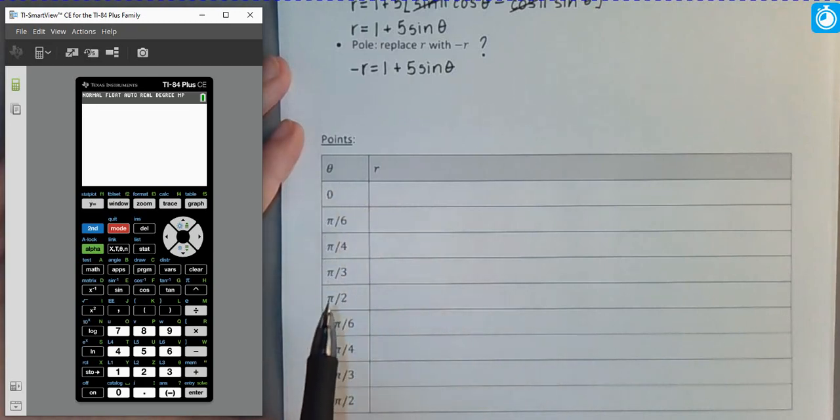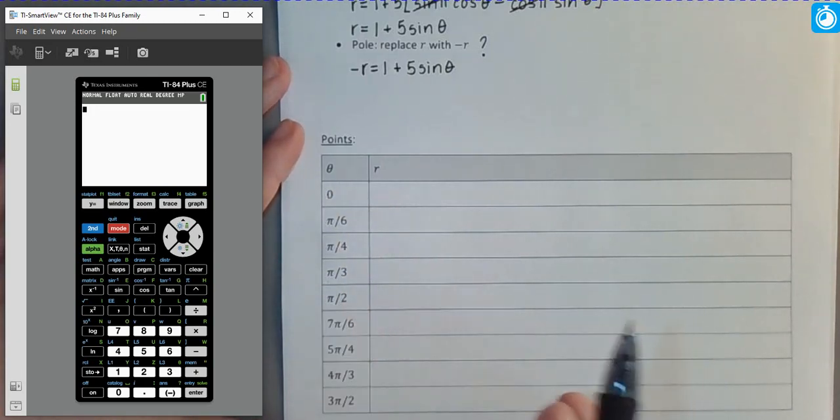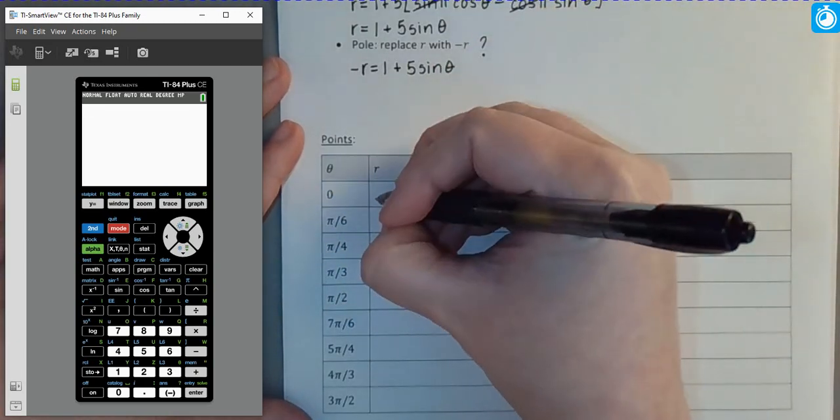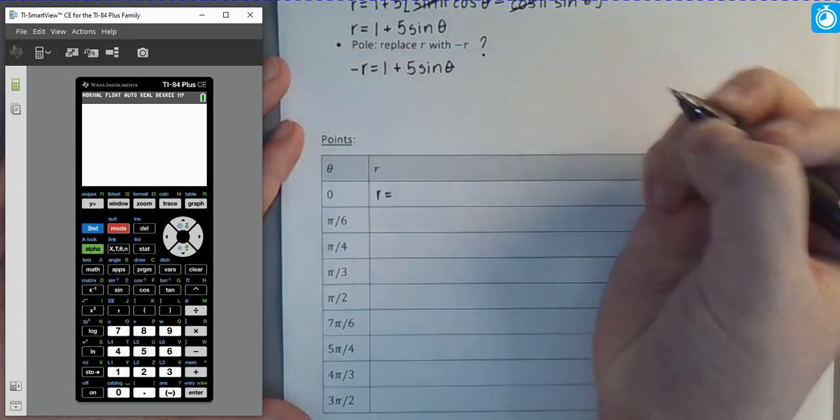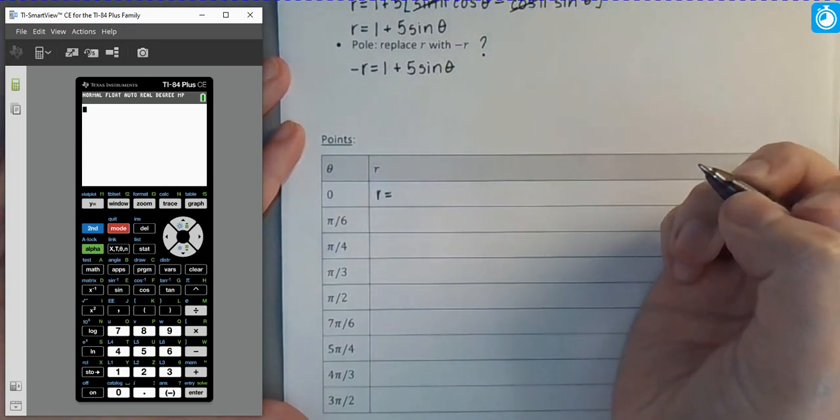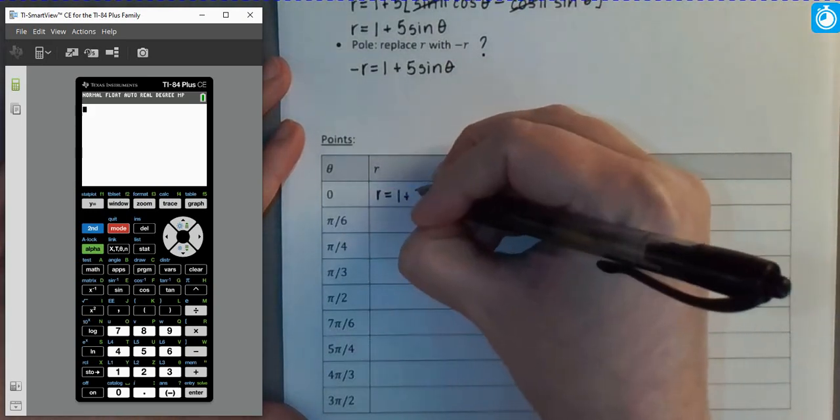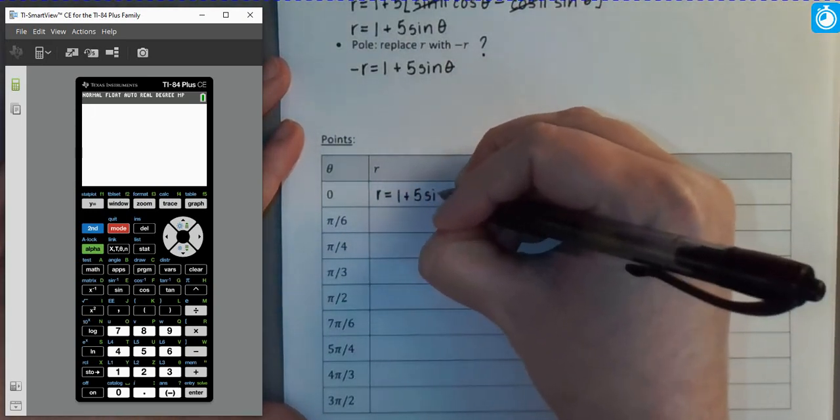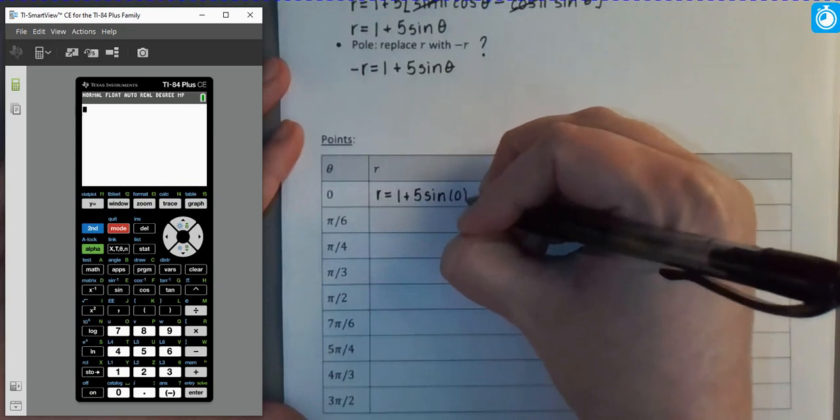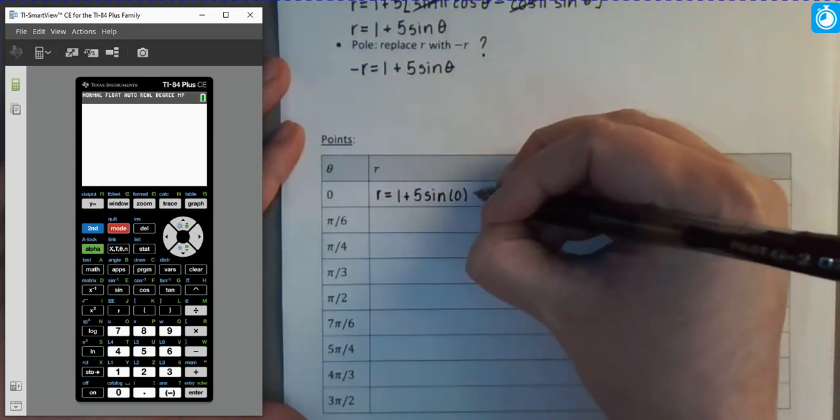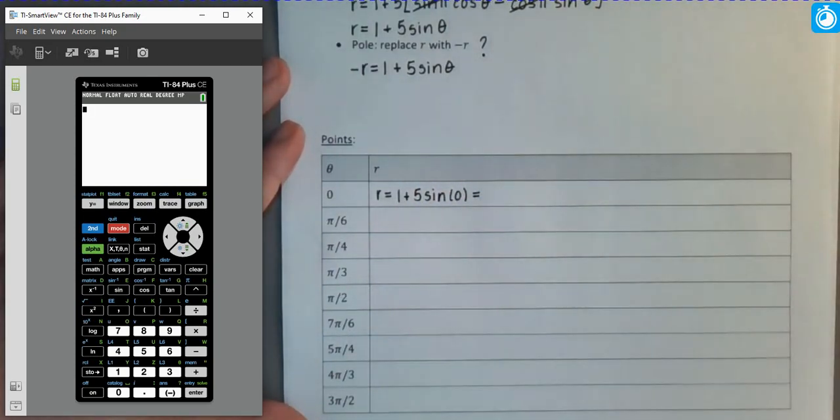So what we're going to do with each of these values of theta is we're going to sub it into our equation, and we're going to see what the resulting value of r is. So remember, our equation is r is equal to 1 plus 5 sine theta. So we are going to plug in each of these values of theta to that equation and see what results. And we're going to keep the values exact as much as we can, and then as needed we can go to the calculator and we can get some approximations.